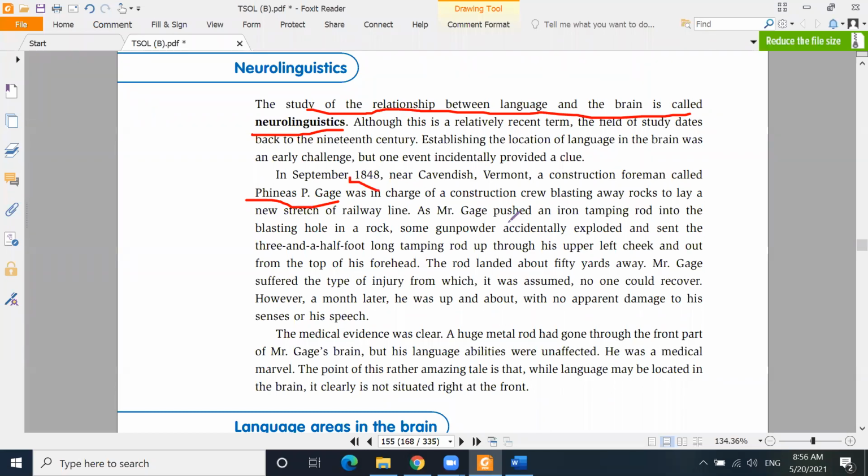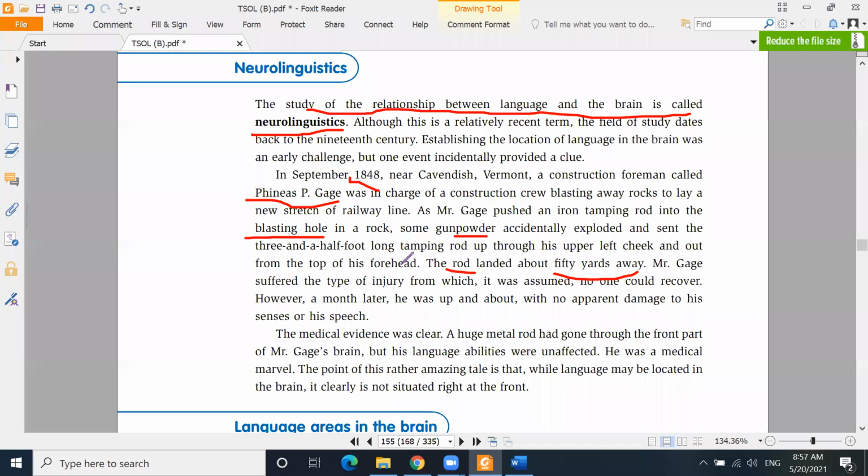When he was working on some rock, like ये बम blasting वगैरह जो होता है और इस rocks वगैरह को कूदा जाता है. So what happened while blasting a hole in a rock, some gunpowder accidentally exploded. And a long rod made of iron, which was actually about 50 yards away, went into the forehead of Mr. Gage.